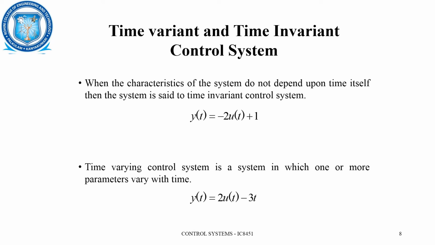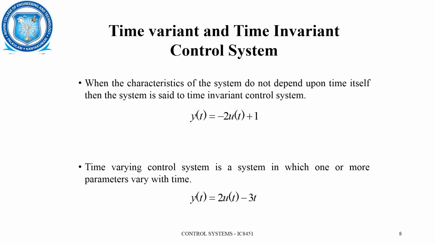While considering time variant and time invariant control systems, a time variant system depends purely upon time: one or more parameters may vary with respect to time. In a time invariant system, the characteristics of the system do not depend upon time itself. Here we have given an example for the time invariant system: y of t is equal to minus 2 into u of t plus 1. Here it is not directly depending upon time alone, and in fact the one is a constant.